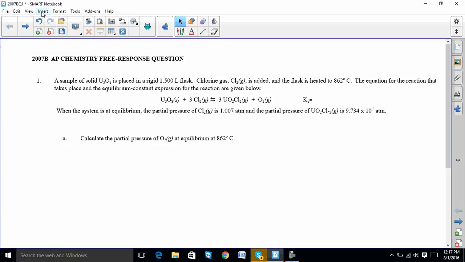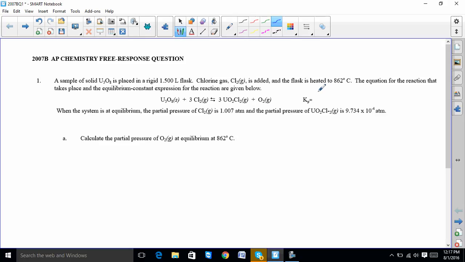Okay, this is 2007, question 1. Before the test revision, the first question was always an equilibrium question. When I converted over to the Smartboard software, this KP value didn't copy. So here's what we'll say.